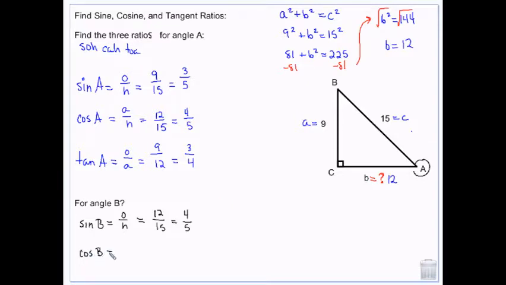And then if I do the cosine of B, that's adjacent over hypotenuse. So that's 9 over 15, so that's 3/5. So the cosine of B is the same as the sine of A. And then the tangent of B is going to be opposite over adjacent. So that's going to be 12 over 9, so 4/3.